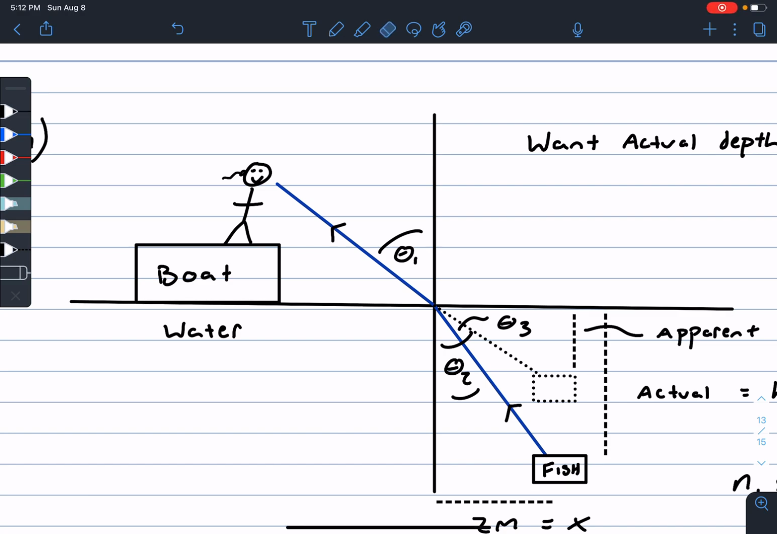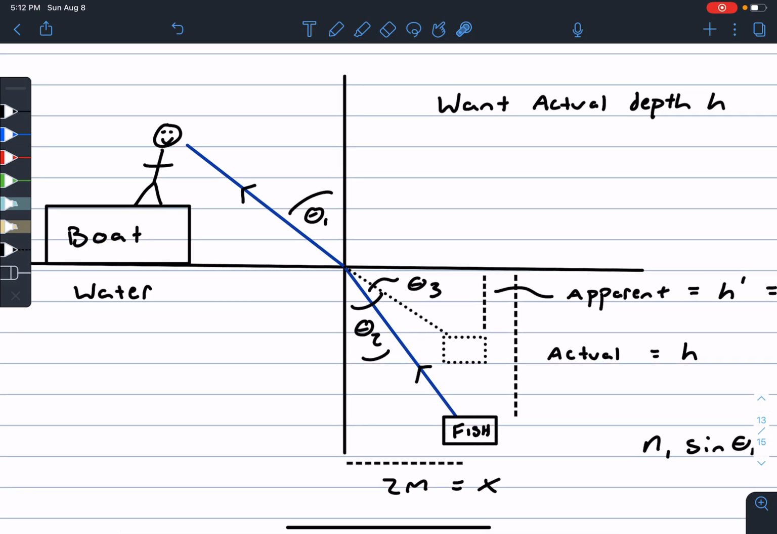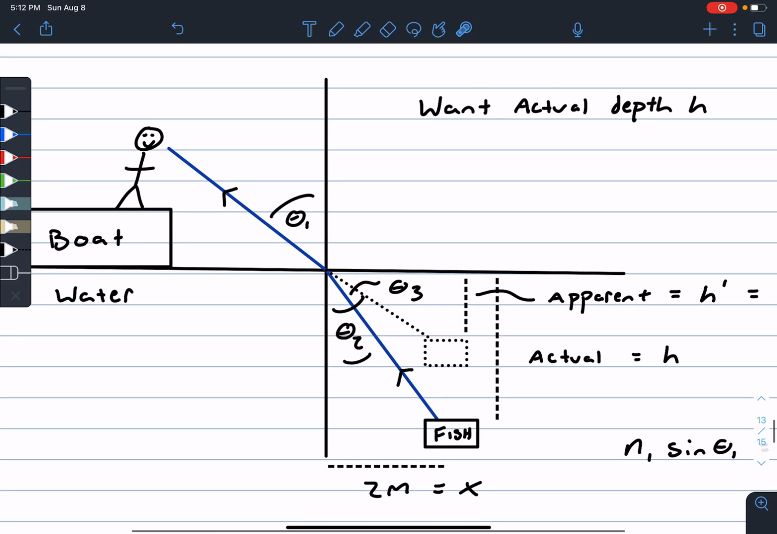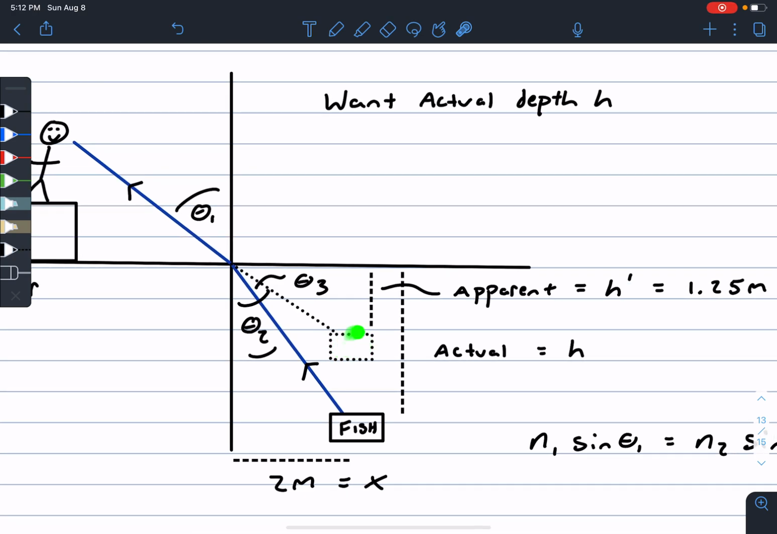Anyway, that's not important to solve the problem. What we're told is that this person is standing on a boat. They see a fish, right? This is a ray of light. This ray of light makes an incident angle with the normal to the water. So here's the water. And so what they see is this fish here. So this is the fish that they're seeing.